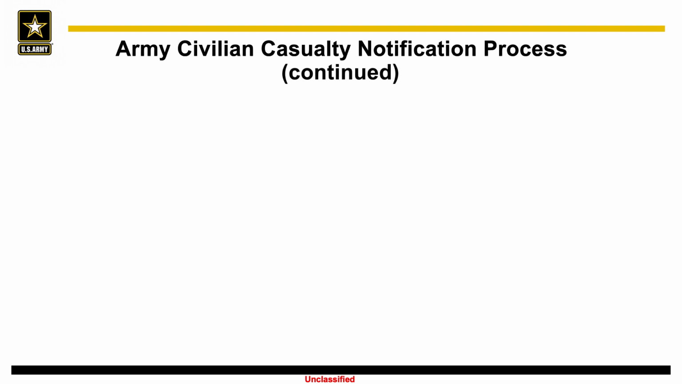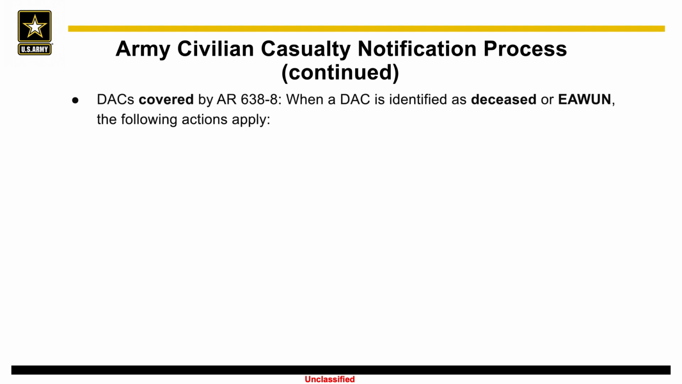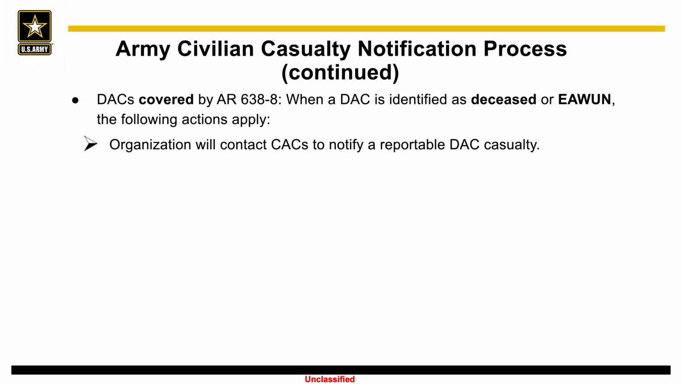There are two types of notification procedures based on casualty status. One casualty status is deceased or excused absence, whereabouts unknown, and the other status is seriously injured or ill. 1. When a reportable Army civilian employee is identified as deceased or excused absence, whereabouts unknown status, the employee's supervisor or organization reports the Army civilian casualty to the local Casualty Assistance Center.